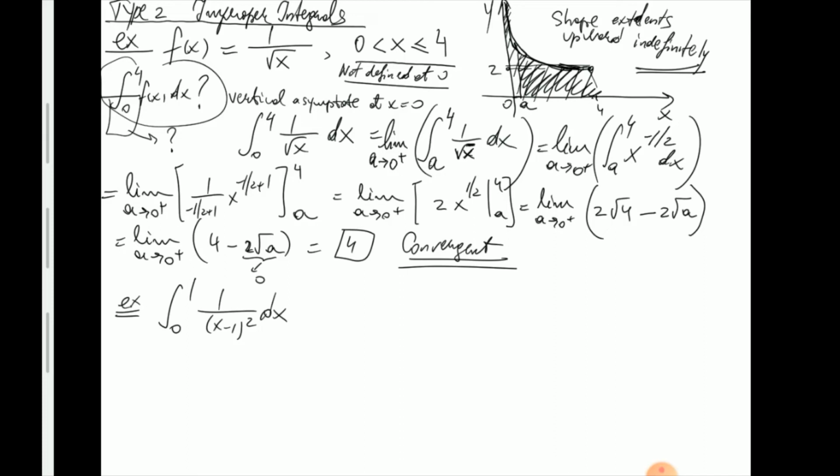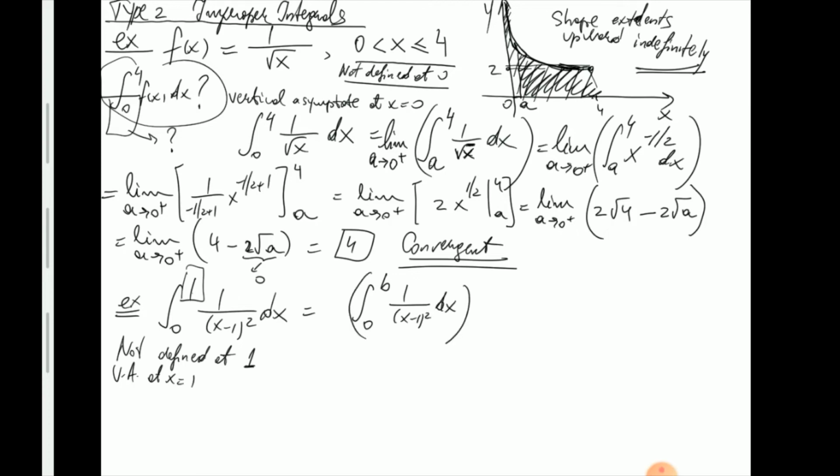So the upper bound is the one that makes the integral improper, because the function is not defined at 1. So the vertical asymptote is at x equals 1 on the right side of the domain. In this case, this point is replaced by a variable. So it's going to be the integral from 0 to b, 1 over (x minus 1) squared dx.